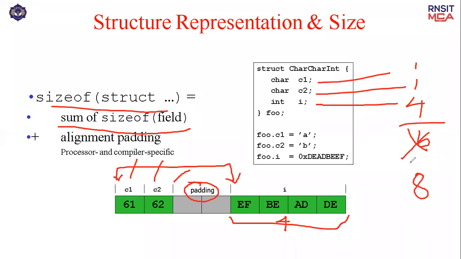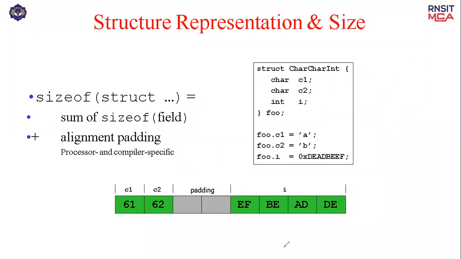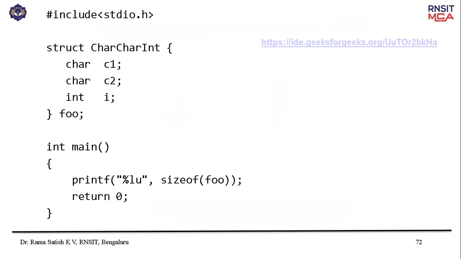So 6 plus 2 padding bytes, totally it is 8. This is how the structure is going to be allocated. It would be helpful if we run this program. In the next slide, I definitely have a running program.